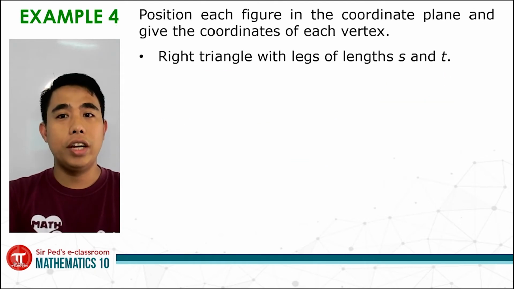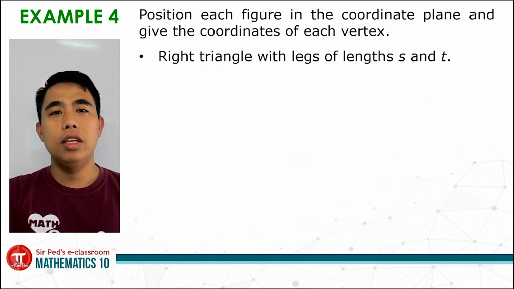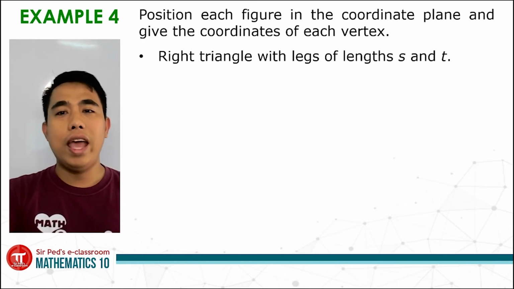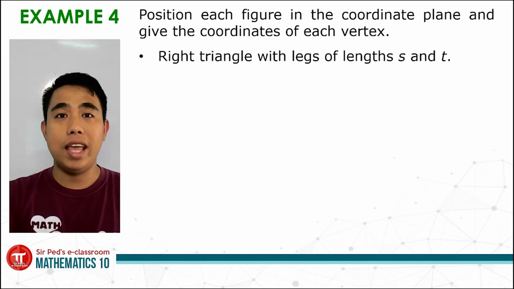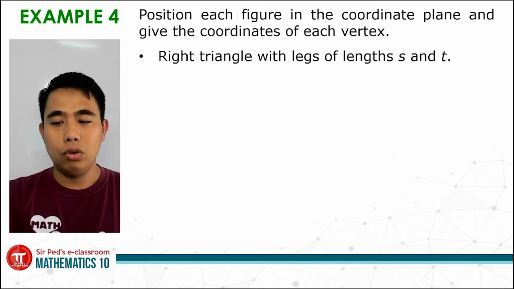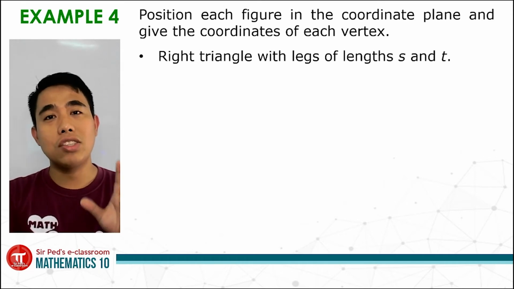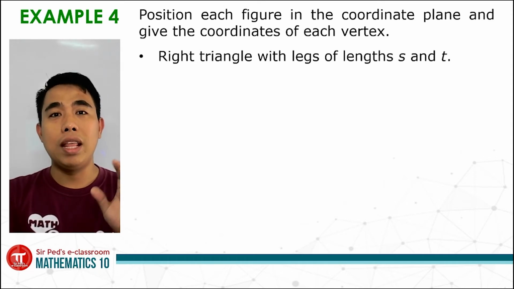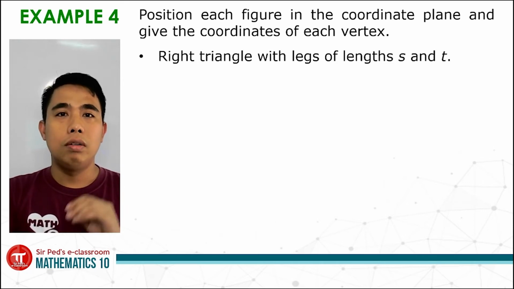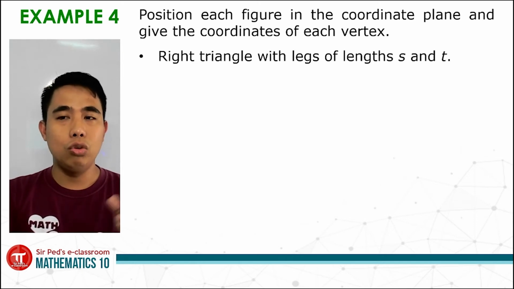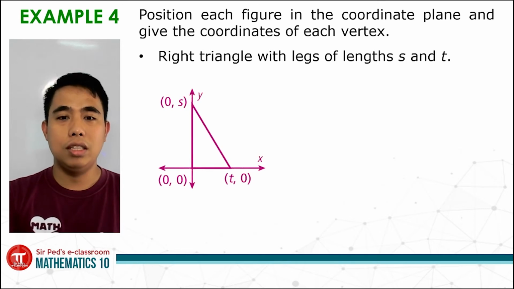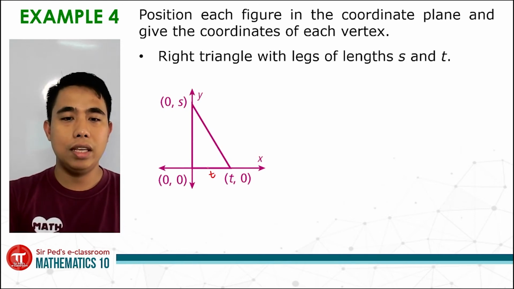Let's have another example. We are going to position a right triangle with legs of lengths S and T. We positioned a right triangle earlier, but with lengths 2 and 4. In this case, S and T are different. Two variables with different lengths. So, we can position it in this form. The length of one leg is T and the other is S. It can also be flipped.